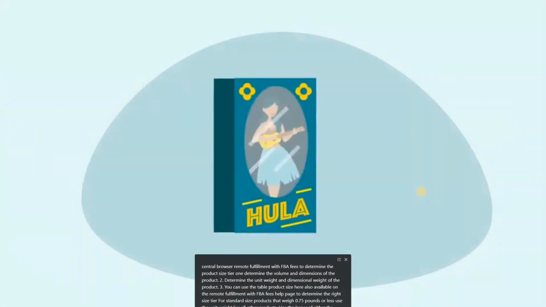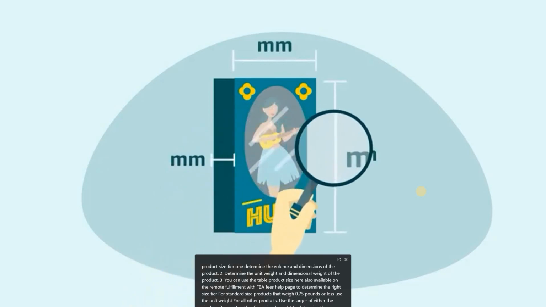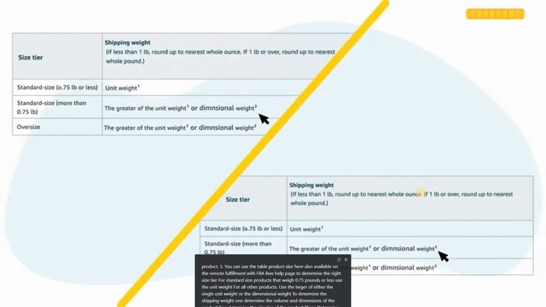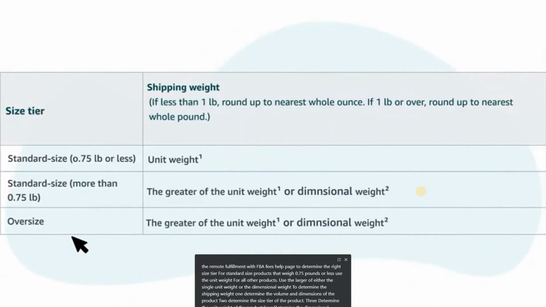To determine the shipping weight, 1. Determine the volume and dimensions of the product. 2. Determine the size tier of the product. 3. Determine the unit weight of the product. 4. Determine the dimensional weight and if it is used to calculate the fees for the product. This table can help you determine the shipping weight of the product.